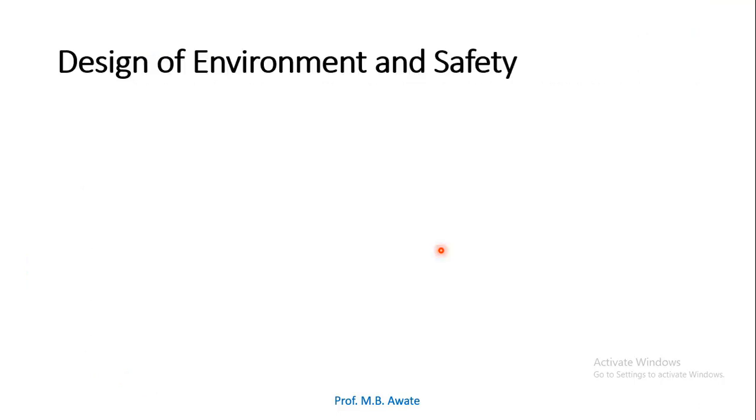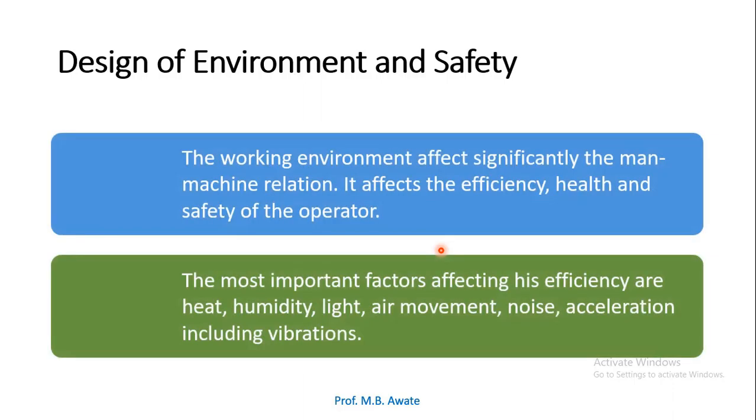Now the most important parameter is design of environment and safety. The working environment generally affects the man-machine relationship significantly. Even though there is a very good relation between man and machine, if the working environment is not good, it will affect the efficiency, health, safety and performance of the operator.